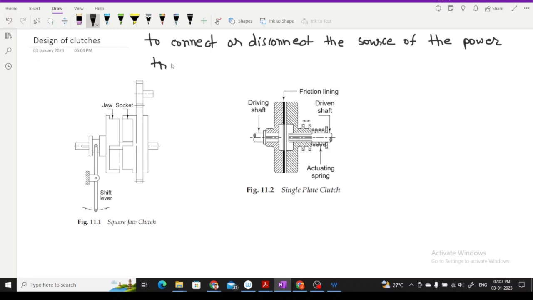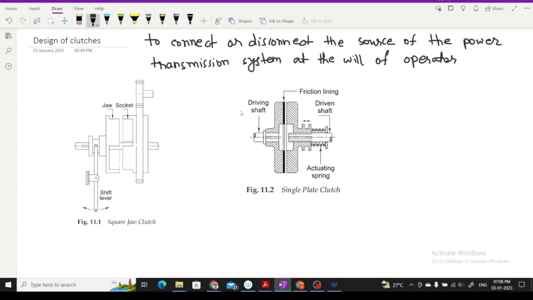Yes, sir. Okay. So the source of the power transmission system at the wheel of the operator. It is generally used to connect the driving shaft to the gearbox. So it allows the operator to connect or disconnect the source of power transmission system.